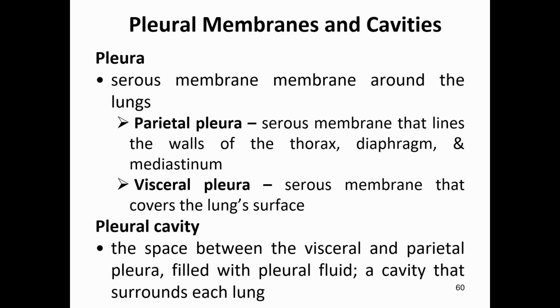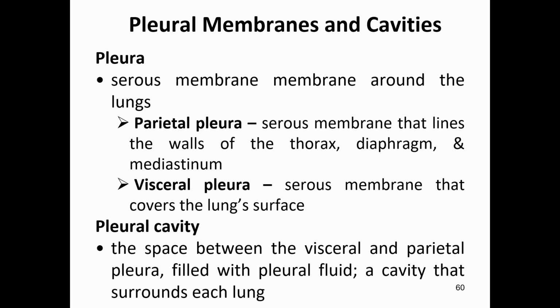Okay, so you have your pleural membranes and cavities. So what is pleura? Pleura is a serous membrane around the lungs. You have two types. You have parietal pleura, which is a serous membrane that lines the walls of the thorax, the diaphragm, and the mediastinum. And you have your visceral pleura, the serous membrane that covers the lungs' surface.